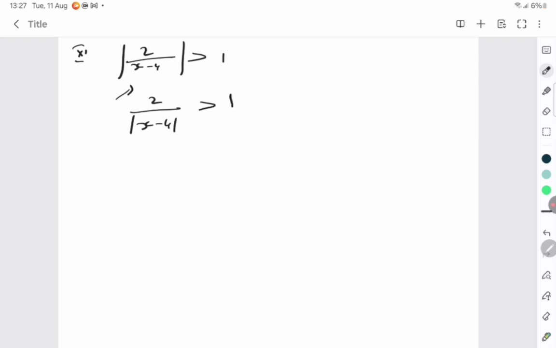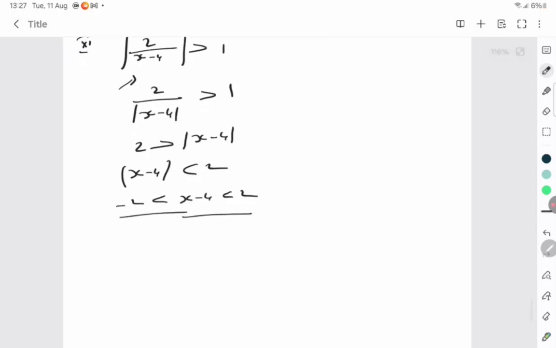You write like this. Now I also can't take LCM, because when I take LCM there's a mod that goes with the LCM. So the LCM method I am not going to do. So what else can I do? It's greater than 1, so just cross multiply. Therefore 2 is greater than mod of x minus 4, so mod of x minus 4 is lesser than 2. If it's lesser than 2, it has to be greater than minus 2. So x minus 4 is lesser than 2 and greater than minus 2.